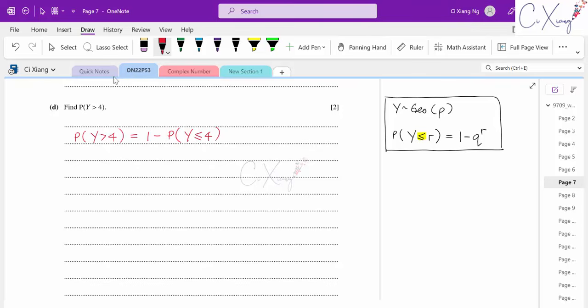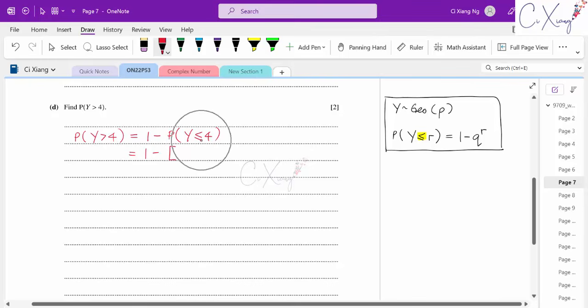Greater than 4 means that they want to start from 5. Y equals 5, y equals 6, 7, 8, and so on until infinity. So instead of this, I will take 1 minus y equals 0, 1, 2, 3, 4. Please take note on this part here. Generally, we are having y smaller or equal to 4, and you can see that your r is 4 now in the formula. So to get the answer, you can take 1 minus q power r. So q is 3 over 4, power r will be power 4.